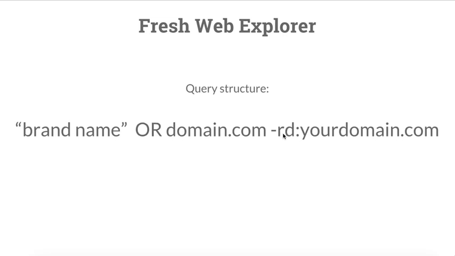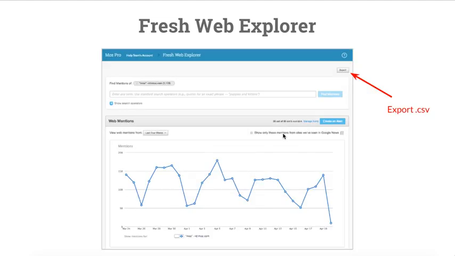So these are people that are talking about you, but maybe are not linking to you correctly or forgot to link to you. We're looking for people who are just talking about you. So you'll enter this string of text into Fresh Web Explorer. Now, once you enter this in, you'll want to change that drop-down under View Web Mentions to the last 4 weeks. And then you'll see all of the mentions of your brand in the last 4 weeks.